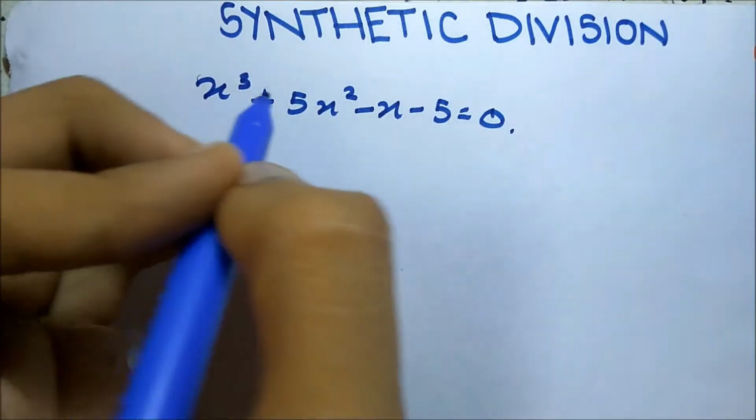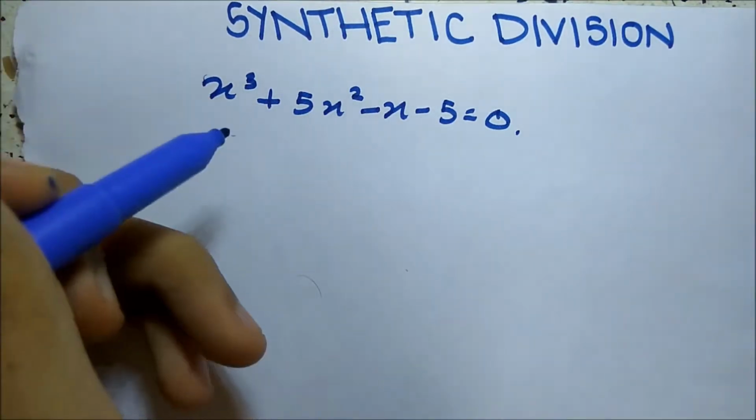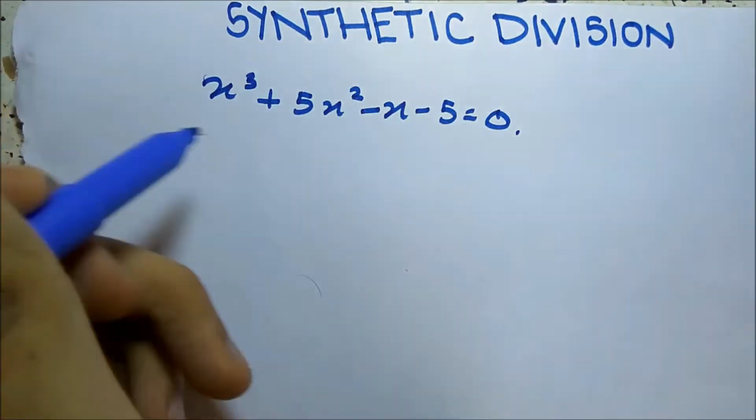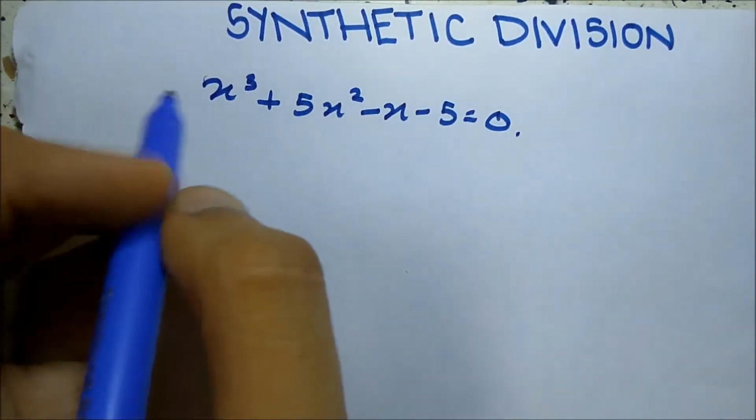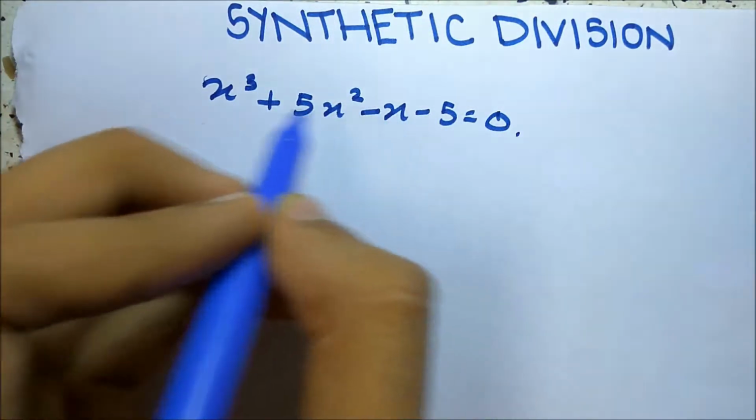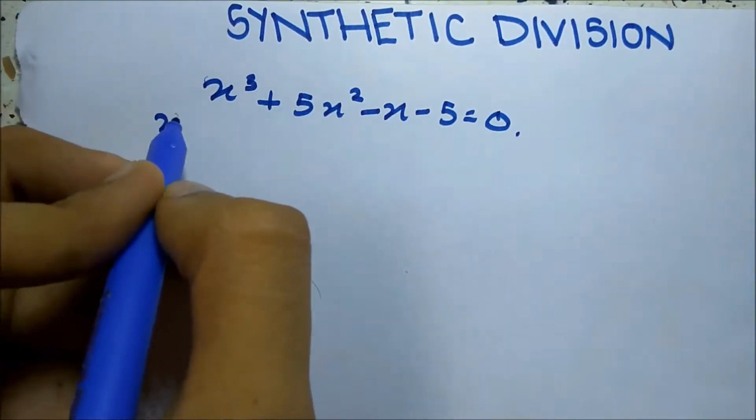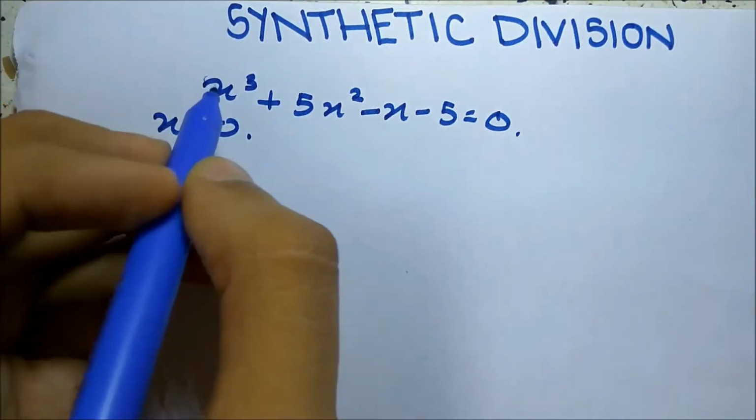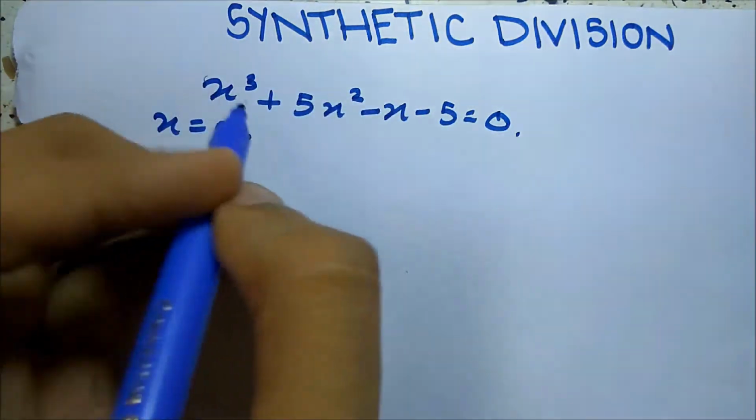Now, this is a cubic equation and you cannot solve this equation by using the quadratic method. So what are we going to do? First off, we are going to substitute different values for x, for which we will get this equation equal to 0. So first, if I put x equals 0, I won't get the value of this expression as 0.